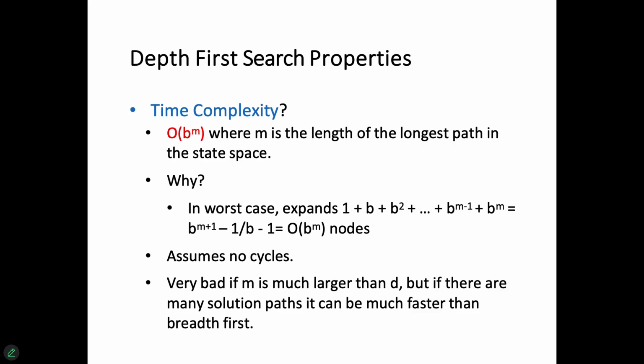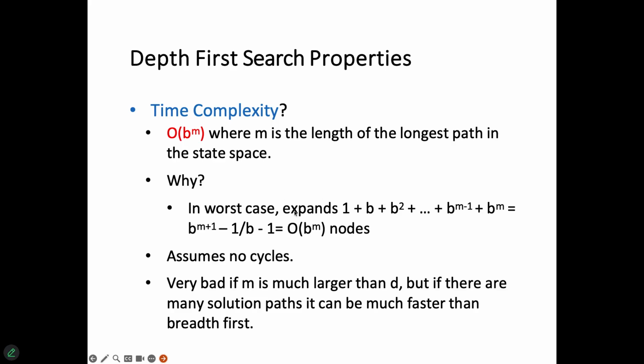Yeah, so what is the difference between M and D? That is what I wanted you to notice: D is just the depth of your actual solution. Okay, so that is the depth where you reach your solution. But M is actually the depth of the longest path. For example, you may reach your solution at D equal to 3, but M could go up to 10, right? So that is why I used M here.